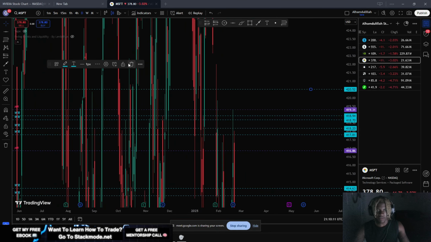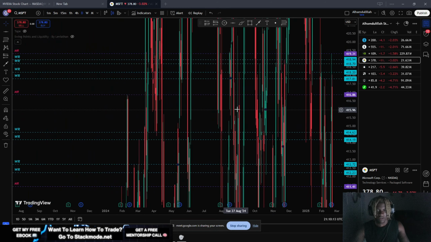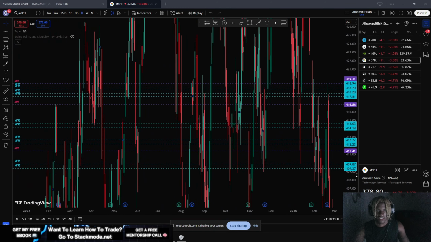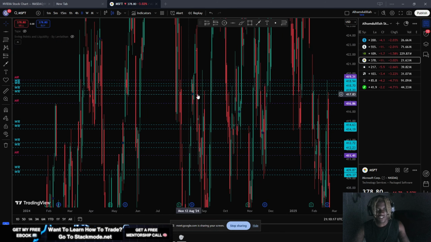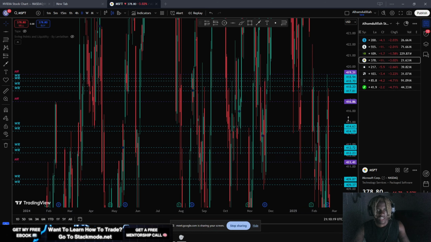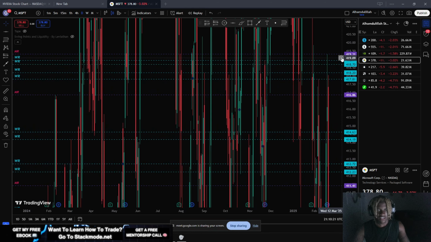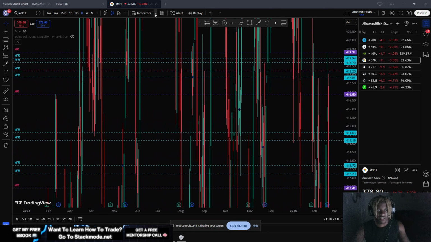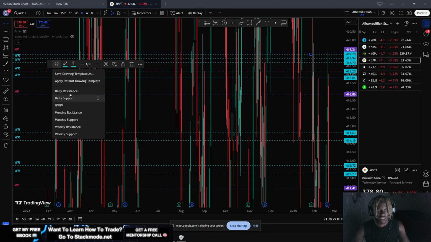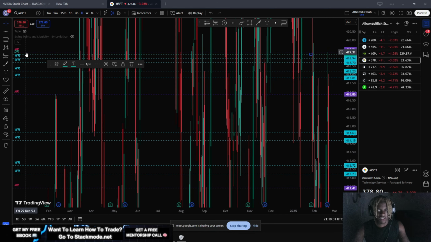Daily is going to be a bit more tricky. We do want to make sure that we're not missing any wicks. So we're making sure that we're reading from left to right. Make sure that we're not missing anything. More information, the better. Left to right. And I'm just going to do stuff from below this monthly resistance up here at 419.31 and go below.